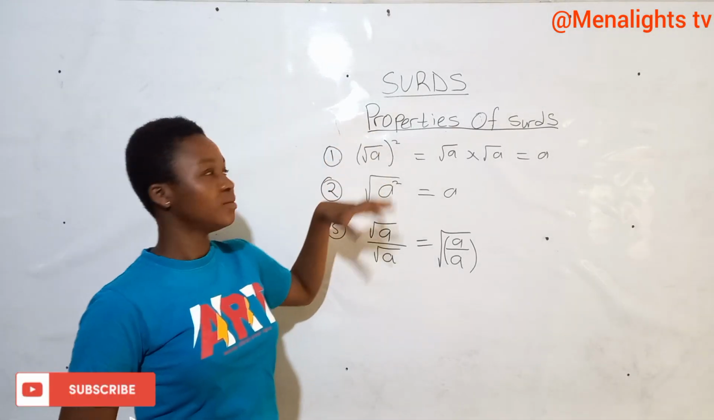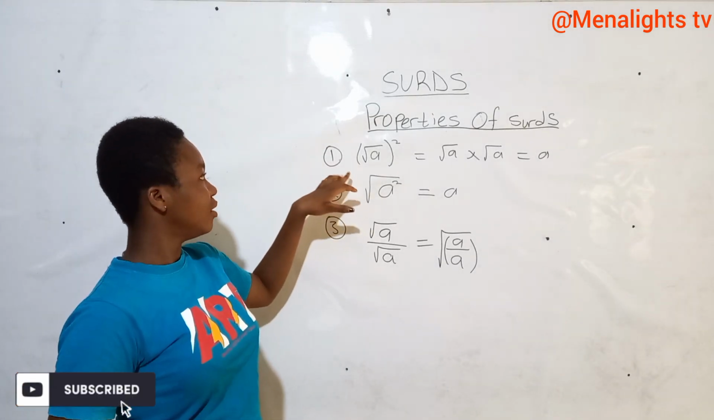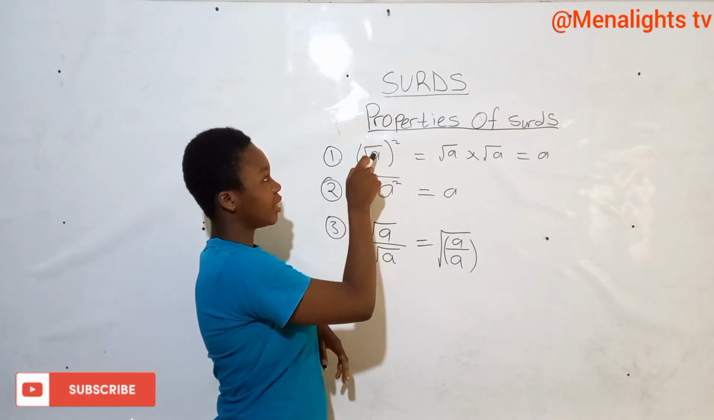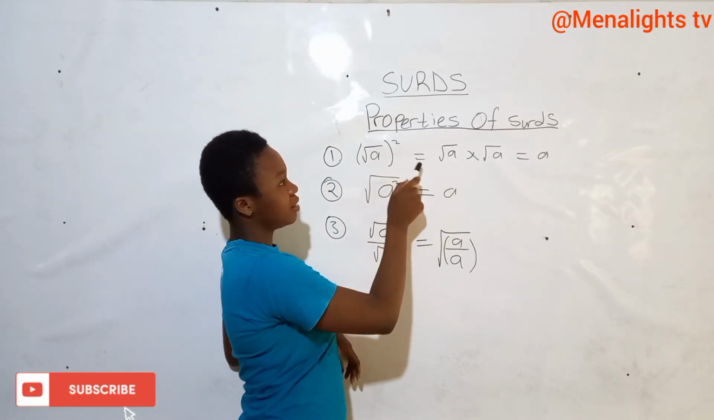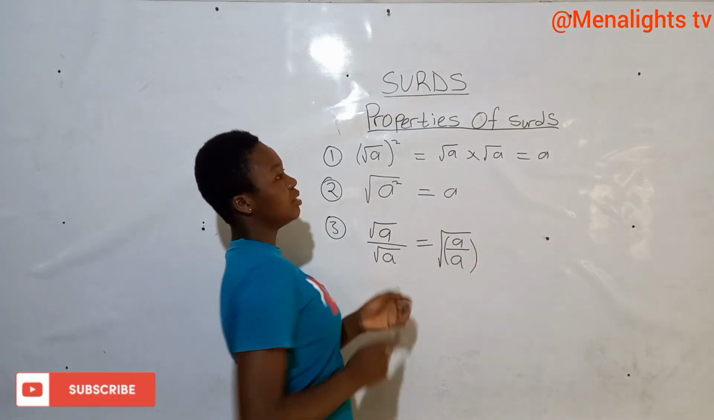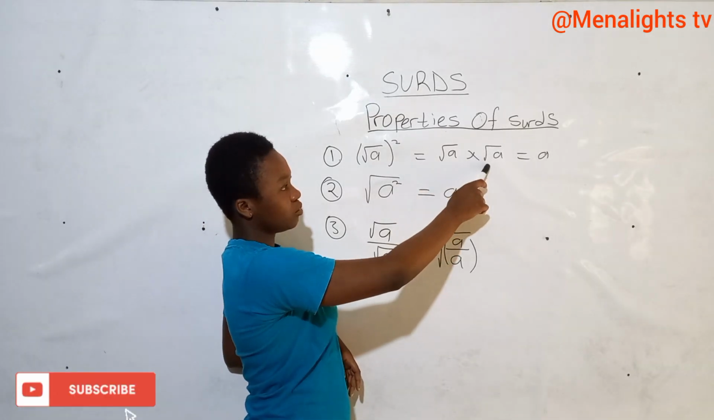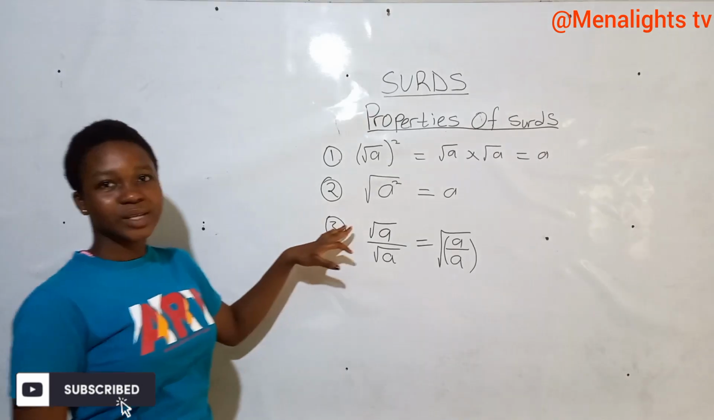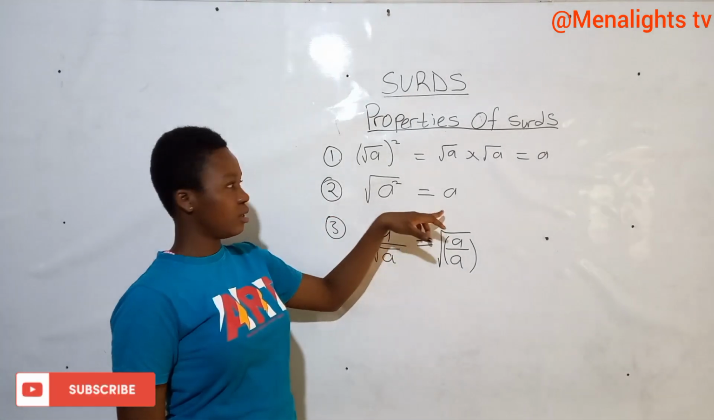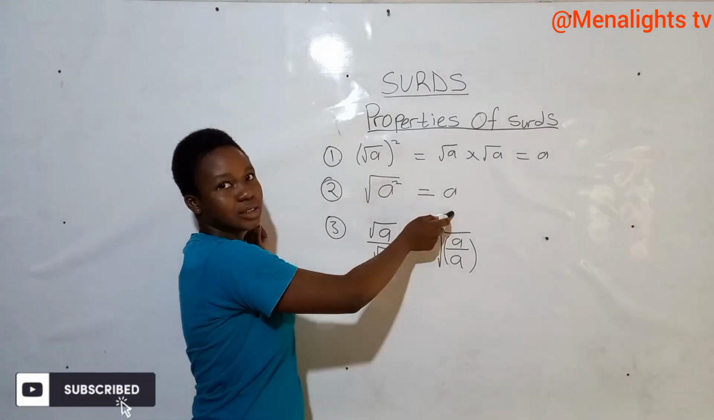Properties of surds. So these are the properties of surds. The first one, when we take root of a all squared, into brackets all squared, it is then equal to root of a times root of a, which is equal to a. This is because the square root sign here cancels the square root sign here, giving us the a. We come to the second property here. The root of a squared is equal to a. This is because the square root sign here will cancel this square here, giving us a.